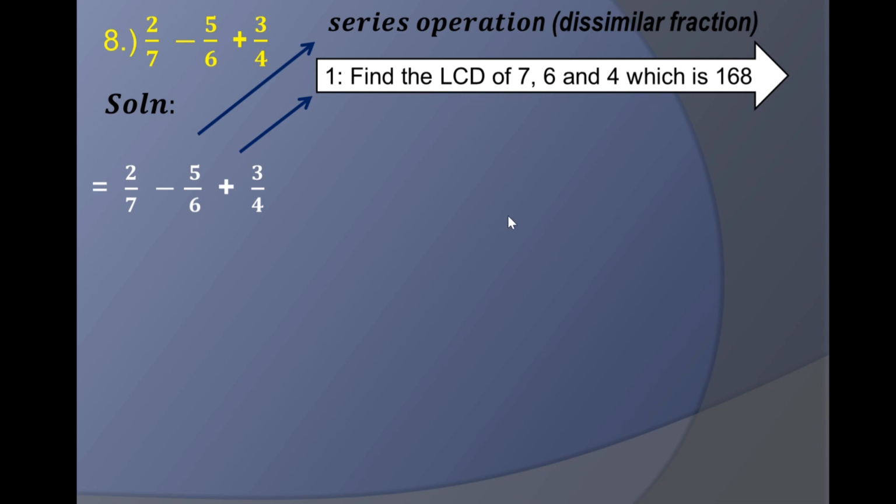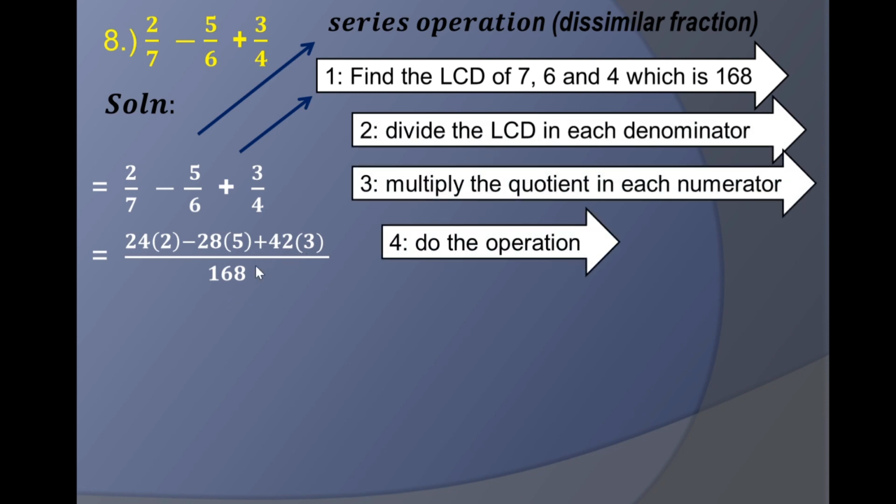So as I told you, we can do skip counting or just get the product of the 2 or more given denominators. So here, if we want to make it easy, just multiply 7 times 6, that is 42, times 4, that is 168. That's why the LCD of 7, 6, 4 is 168. Then after that, we're going to divide 168, that is the LCD, by 7, that is 24, then multiply the quotient to the numerator.